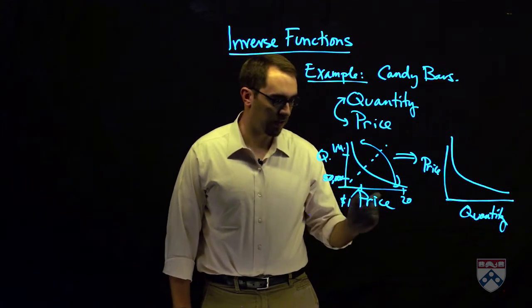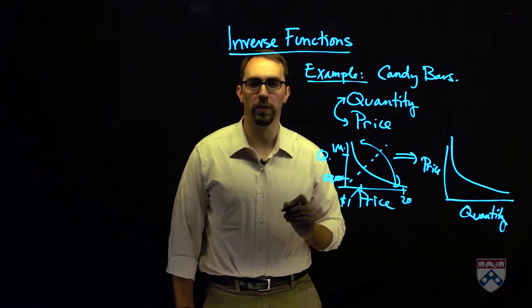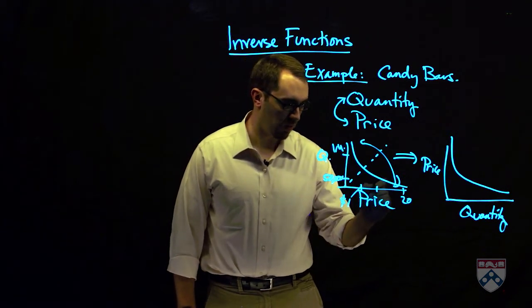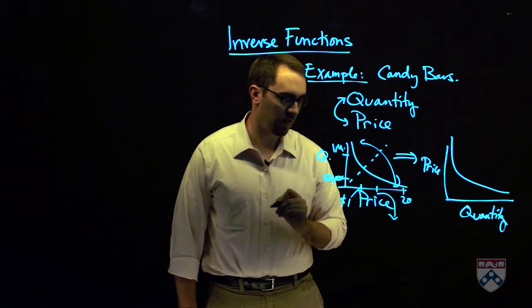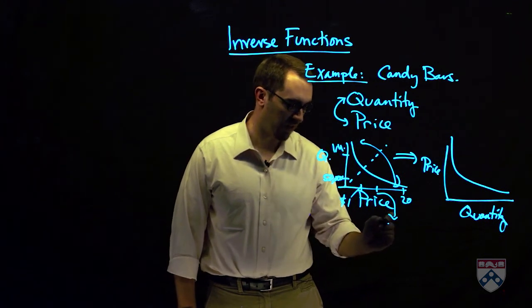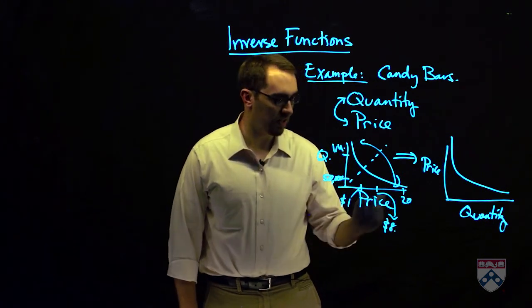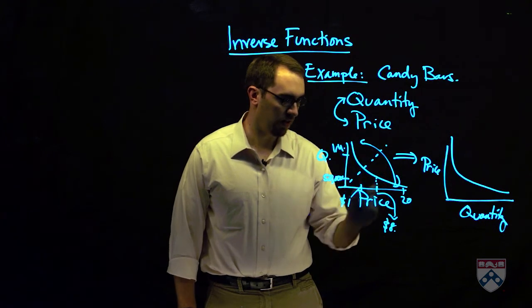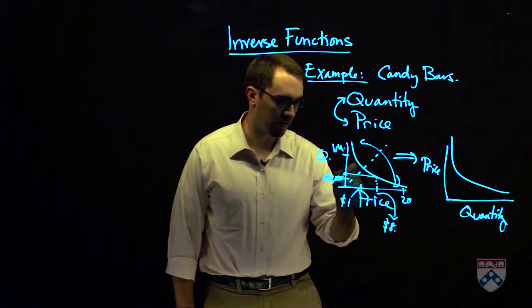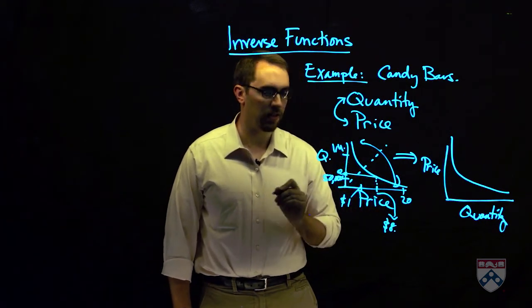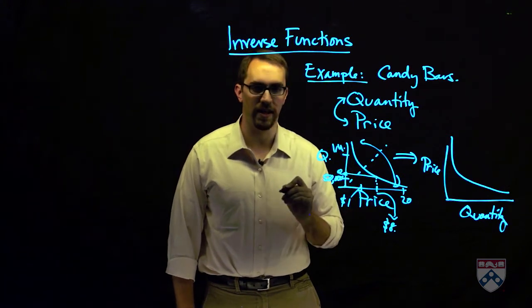And if, for example, you had a target price in mind, say you wanted the candy bars to be some sort of luxury item and you wanted them to sell for $8 each, you can use this graph here, go straight up and across, and this height here tells you the quantity, how many you would expect to sell.